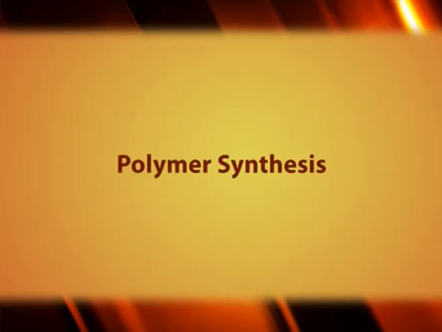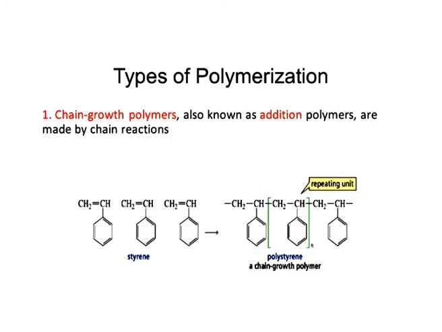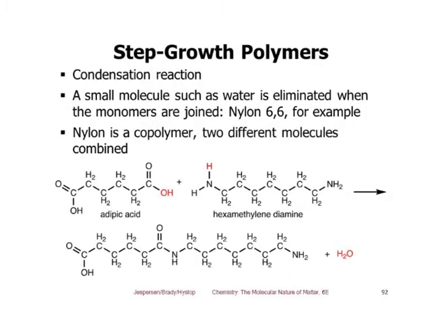Now we move to polymer synthesis. There are two major types of polymer synthesis, that is two major types of polymerization approaches applied to transform monomers into polymers. These approaches were initially referred to as addition and condensation polymerization. Addition polymerization is now known as chain growth or chain reaction polymerization, whereas condensation is now referred to as step growth or step reaction polymerization.